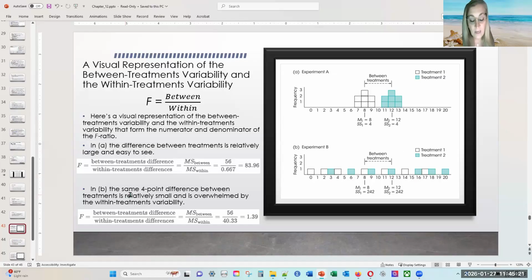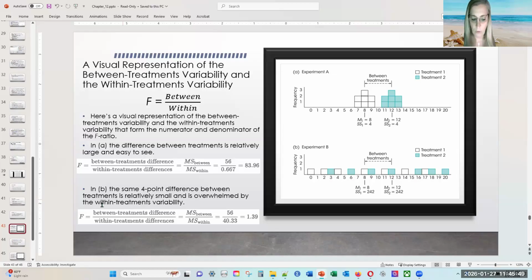All right, in B, this has the same 4-point difference between the treatments. You'll see that the mean for group A is 8, and the mean for group 2, or group B, is 12. So the mean here is 8, the mean here is 12. Here, they have the same means for each group, 8 and 12.